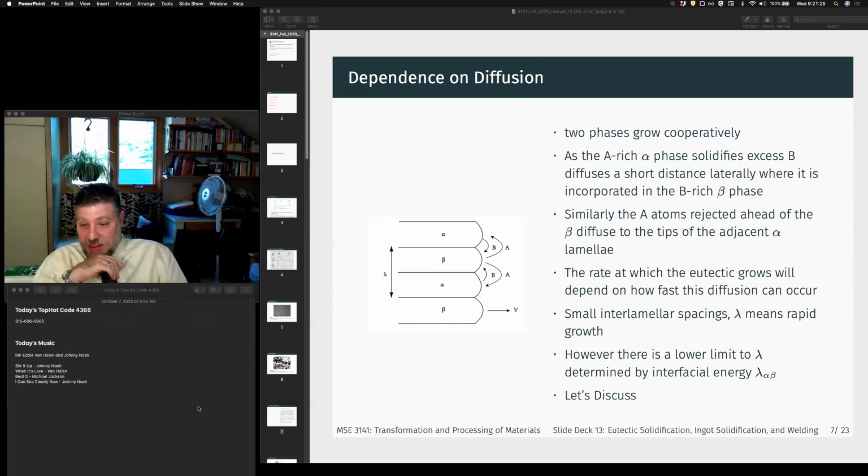So Nathan's got a question. So if solidification happens first on the outside, yeah, we'll talk about that when we get to ingot solidification.